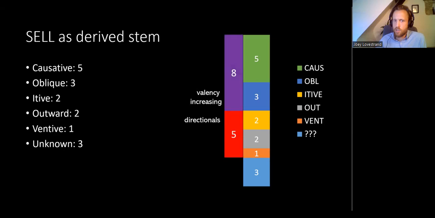So to generalize a bit, when we see languages using verbal morphology to make a distinction between buying and selling, they're either using a valency increasing device to express selling, or they're using some kind of directional to express selling as distinct from buying.